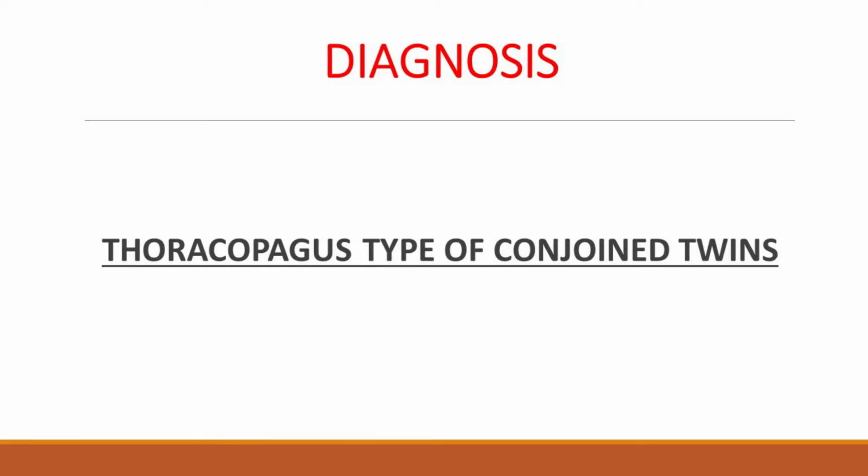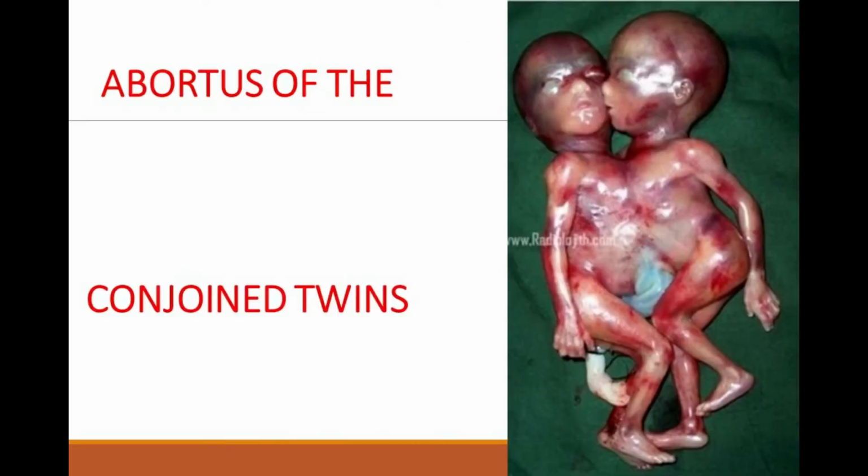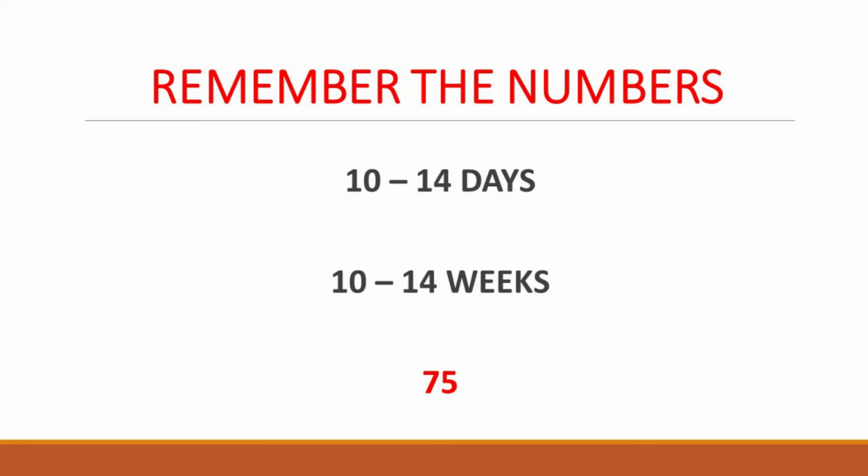Now you can see the picture of the abortus of the conjoined twins due to spontaneous abortion which happened few weeks after the scan. Now before the discussion, please remember the numbers 10 to 14 and 75. 10 to 14 and 75. Please don't forget these numbers.